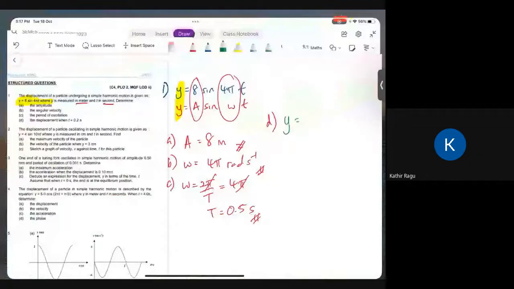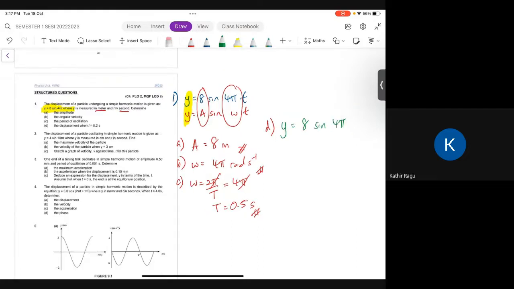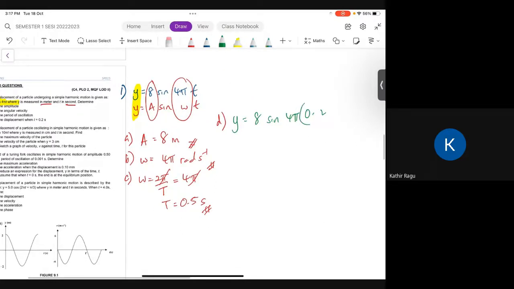So kita masuk kepada number D. Okay, kita substitute. So dia akan jadi 8 sin 4 pi. So TU adalah 0.2. Please remember this one, mode radian. Calculation mesti guna mode radian.